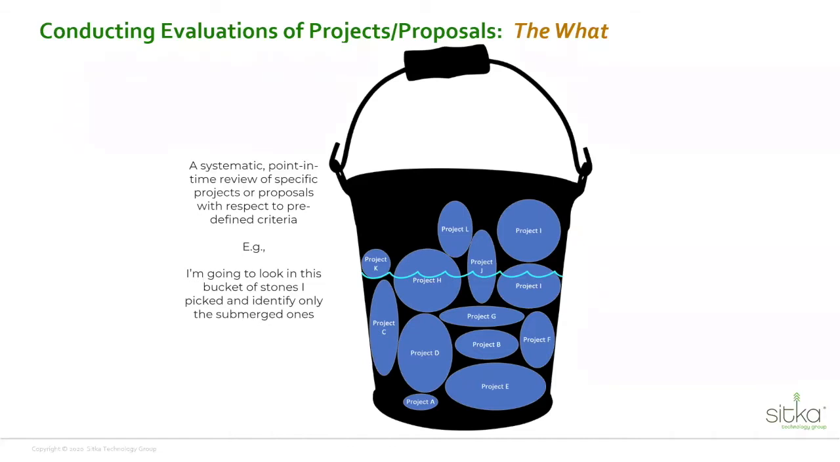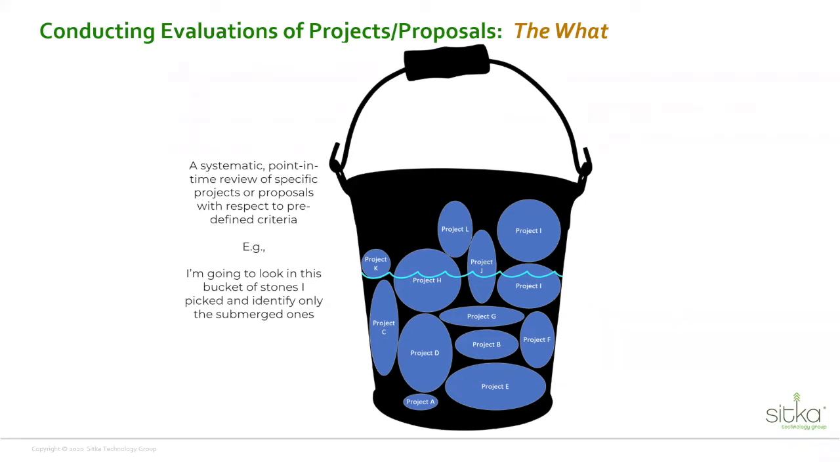Just to use a silly, simple example, let's say I've collected a bucket of rocks and I put some water in the bucket. The bucket represents an evaluation. You fill that bucket with a number of projects. So those are the rocks. And then you have some sort of criteria. In this case, the water represents the criteria we're using to measure the projects. And we want to know which ones are submerged, right? That's the criteria, if the rock is more or less submerged.